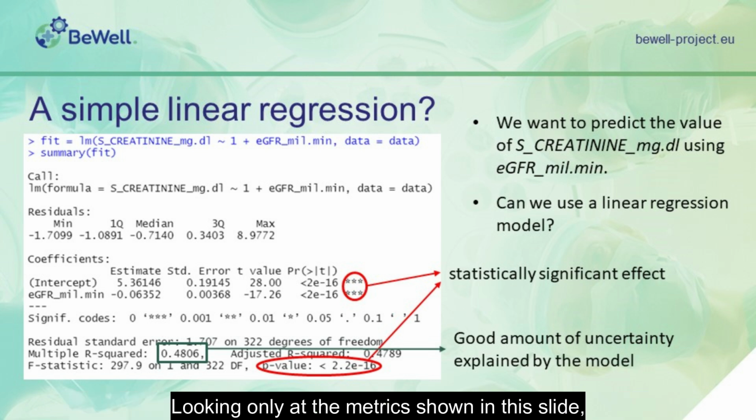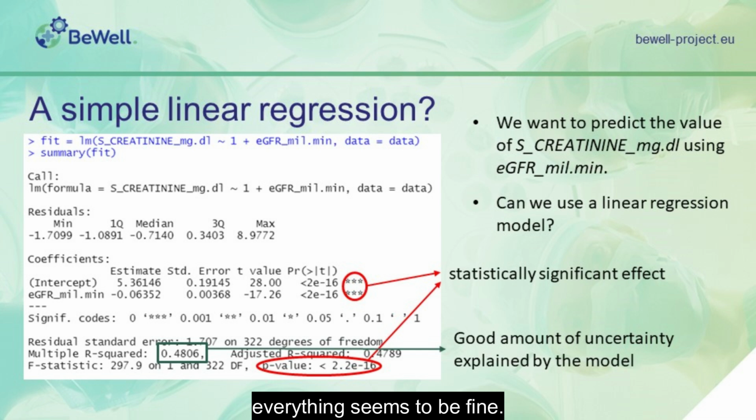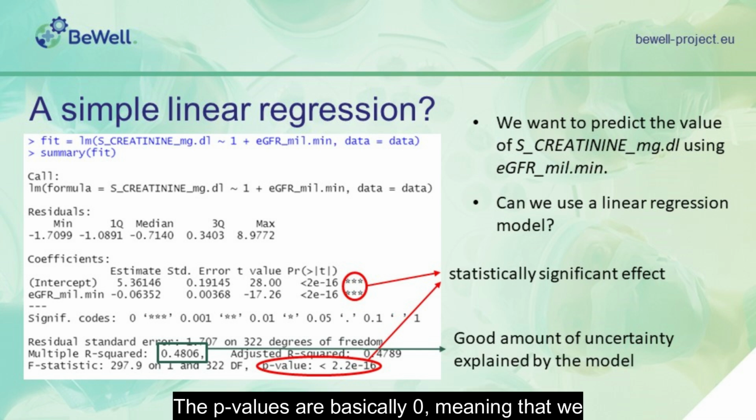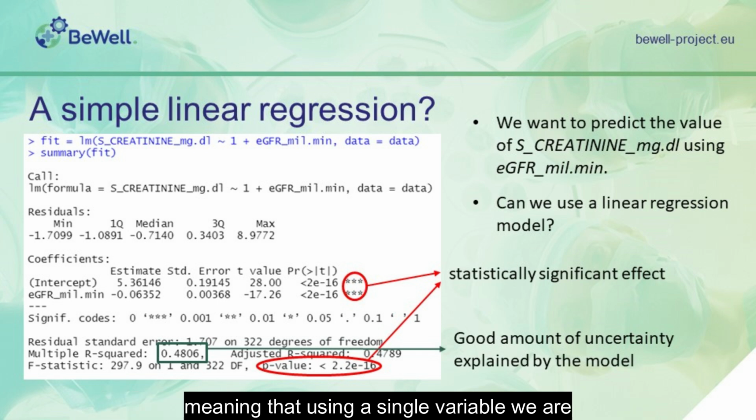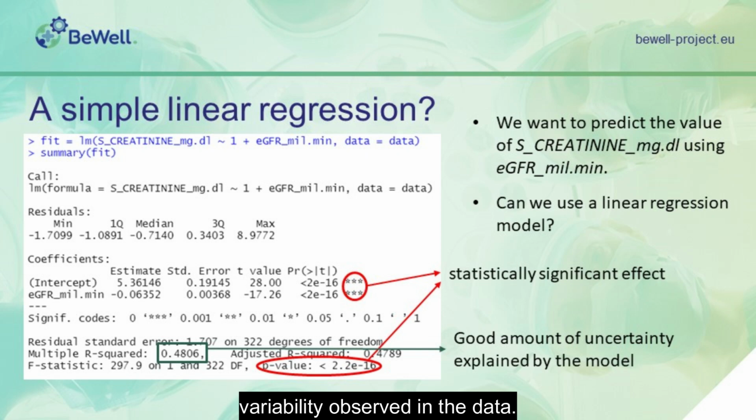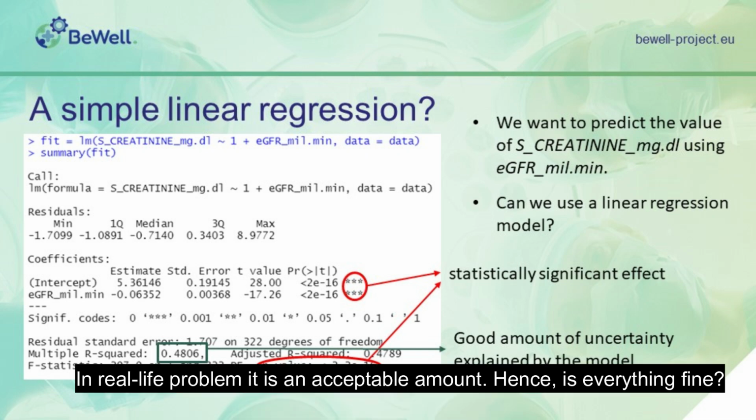Looking only at the metrics shown in this slide, everything seems to be fine. The p-values are basically 0, meaning that we have a statistically significant effect of eGFR to explain creatinine, and the R-squared coefficient is 0.48, meaning that using a single variable we are able to explain almost 50% of the variability observed in the data. In real-life problems it is an acceptable amount.